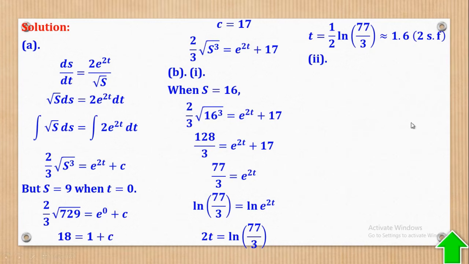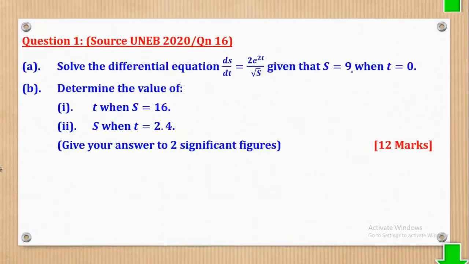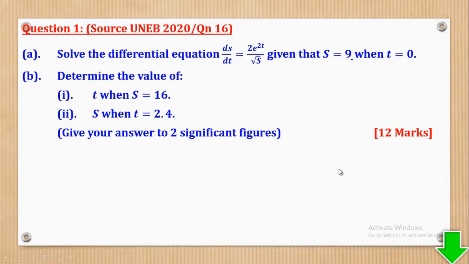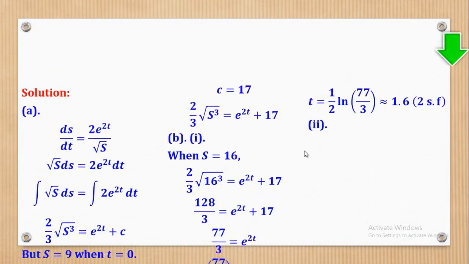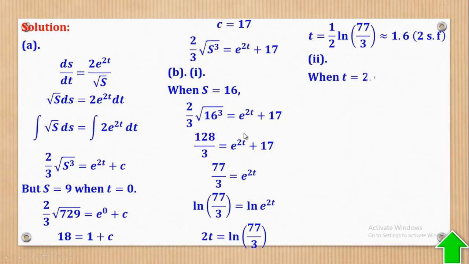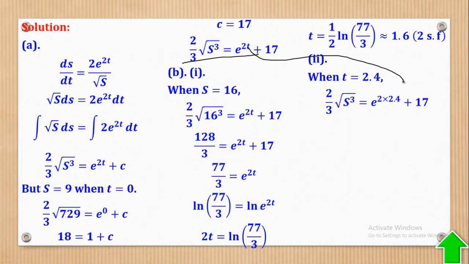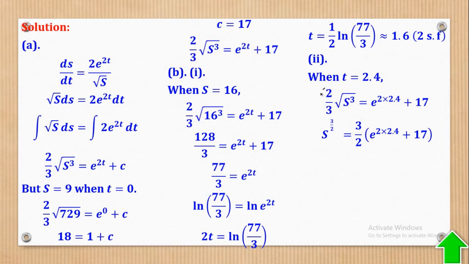So now we shall go to Roman 2. In Roman 2, they want the value of s when t is equal to 2.4. So we shall come here and say that when t is equal to 2.4, then the equation becomes that. So where there is t, we shall put there 2.4. Then you shall remember that this one, square root of s cubed, is the same as s to power 3/2. I think you remember that under indices from O-level. Then this one has gone this side to become 3/2.